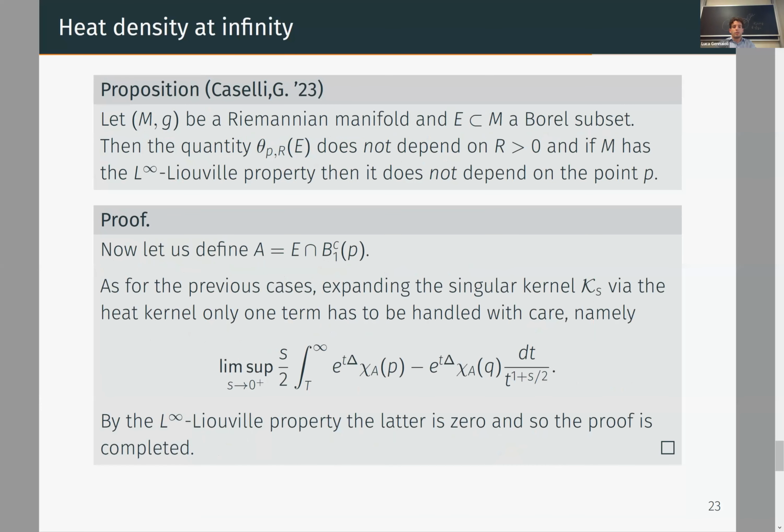And once you've done this, you just need to prove the last limit, that the last lim sup is 0. So what you do is you expand your singular kernel via the definition with the heat kernel, and you use the infinity Liouville property to be sure that this term inside goes to 0 as t goes to infinity. And once you've done that, basically the proof is done.